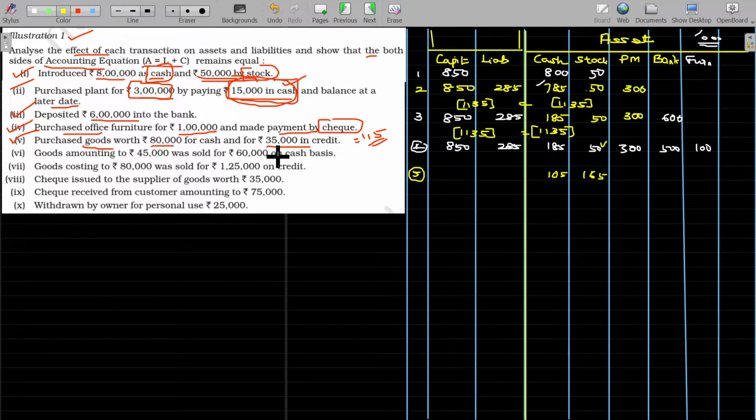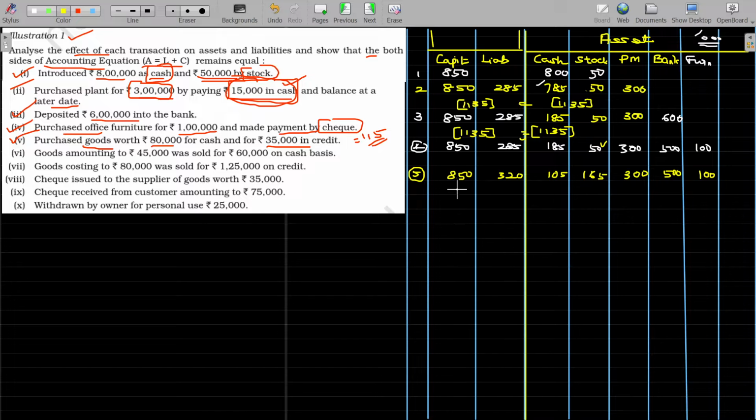Another 35 remains pending. Then I am liable to pay the outsider, so it will be added to the liability. Already 285 is there in the liability. One more liability is now added to that, which is 35. It becomes 320. The rest of the other accounts remain the same. So capital is 850, plant and machinery 300, bank 500, furniture 100. No other changes.